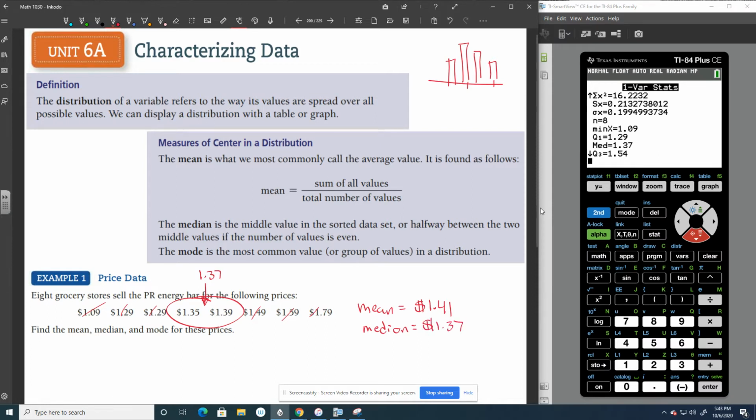Now the mode, I don't think one var stats gives us the mode. The one that shows up the most, you're just going to have to look at and find on your own. And that one would be $1.29. We really don't use the mode very often. We're not as interested in what happens the most as we are in what the average and the median are. So you're welcome to use your calculator to find that data for you. You can do it on Desmos as well.